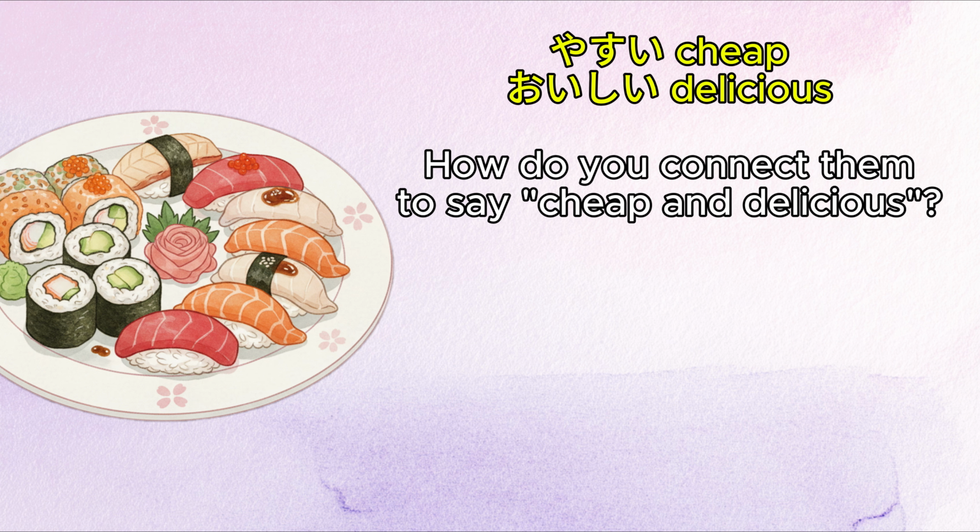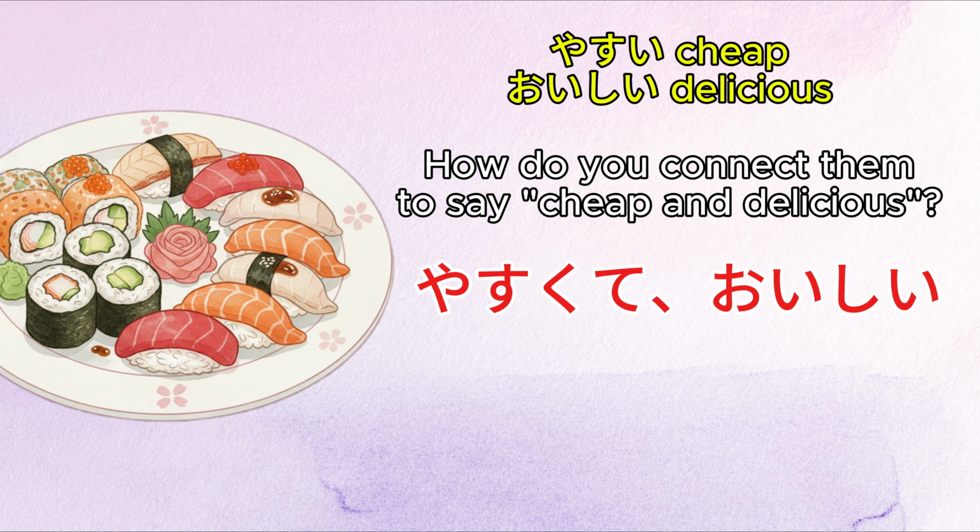First quiz question. The I-adjectives for cheap and delicious are yasui and oishii. How do you connect them to say cheap and delicious? Take a moment to think. The answer is 安くておいしい. Second quiz question.